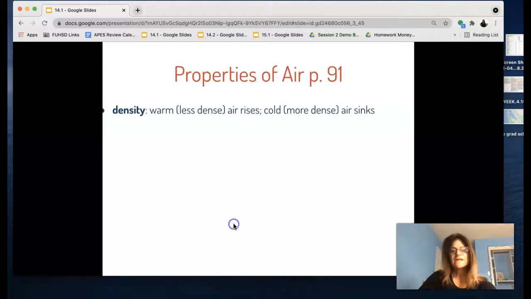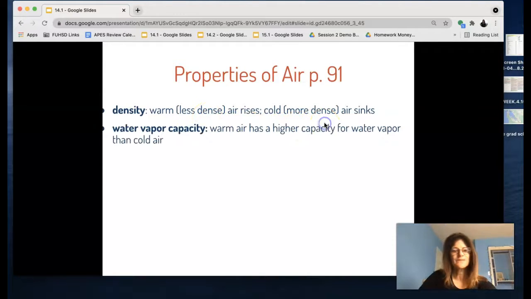air. Now, the first one you already know about. You know that warm air is less dense than cold air, and therefore warm air rises and cold air sinks. Water vapor capacity means that warm air has a higher capacity, a better ability to hold water vapor as compared to cold air.